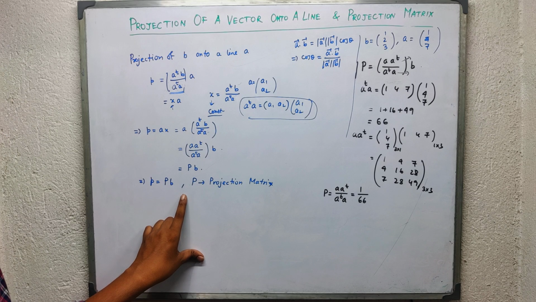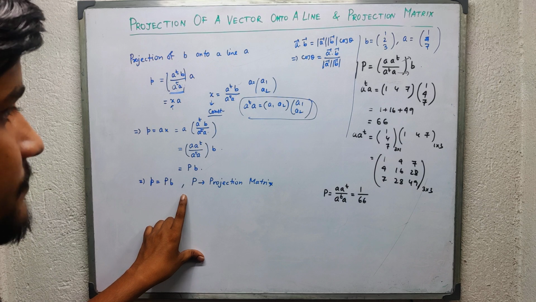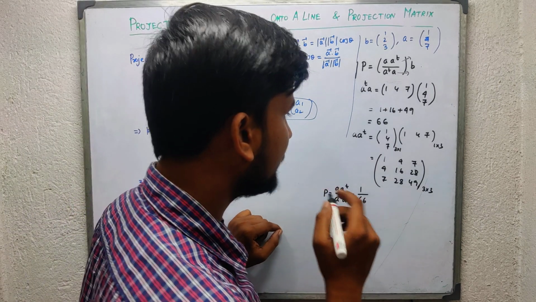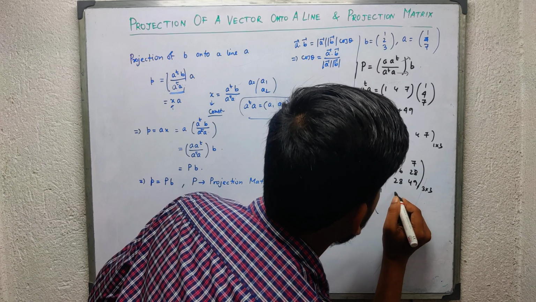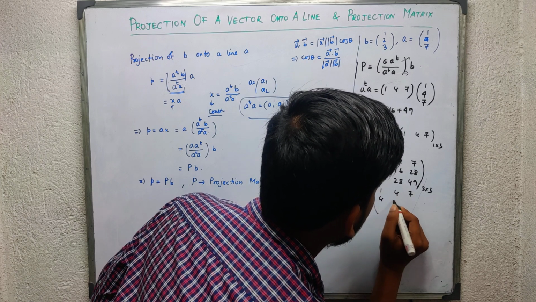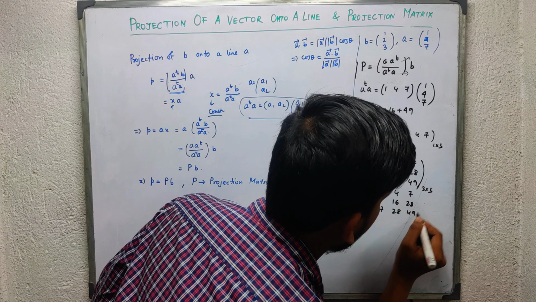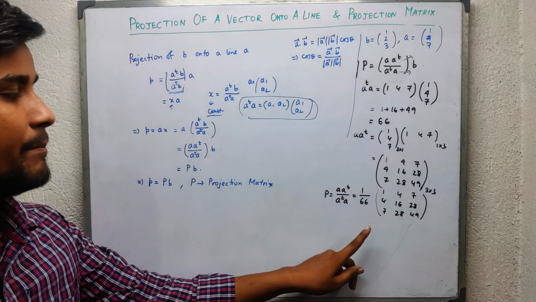A transpose by A transpose A. Okay, is the projection matrix? Yes. We are going to projection matrix. Okay, correct. 1 by 66 into 1, 4, 7, 4, 16, 28 and 7, 28 and 49. So this is the projection matrix.